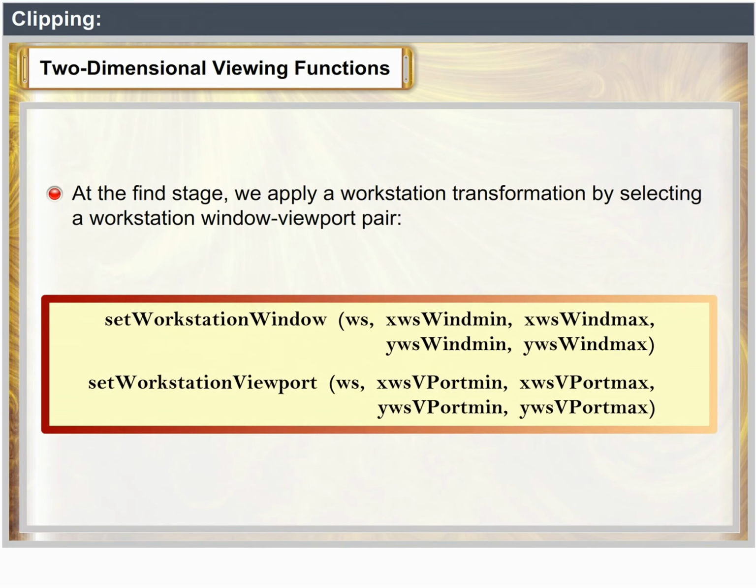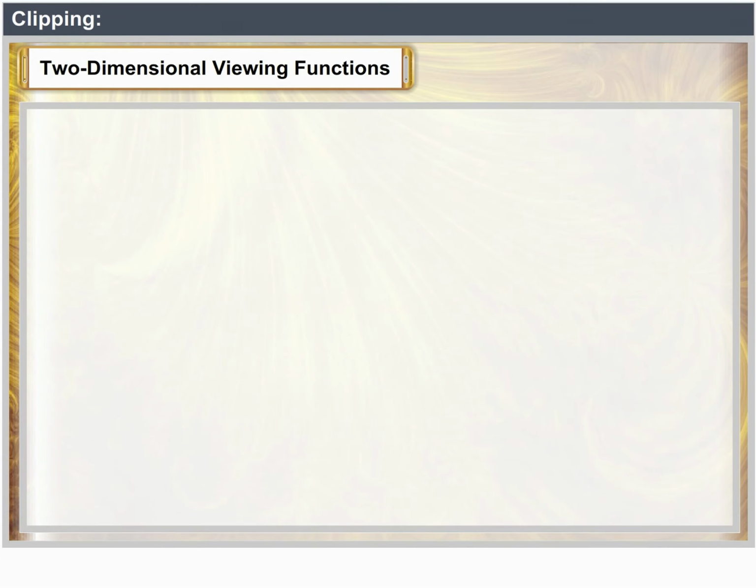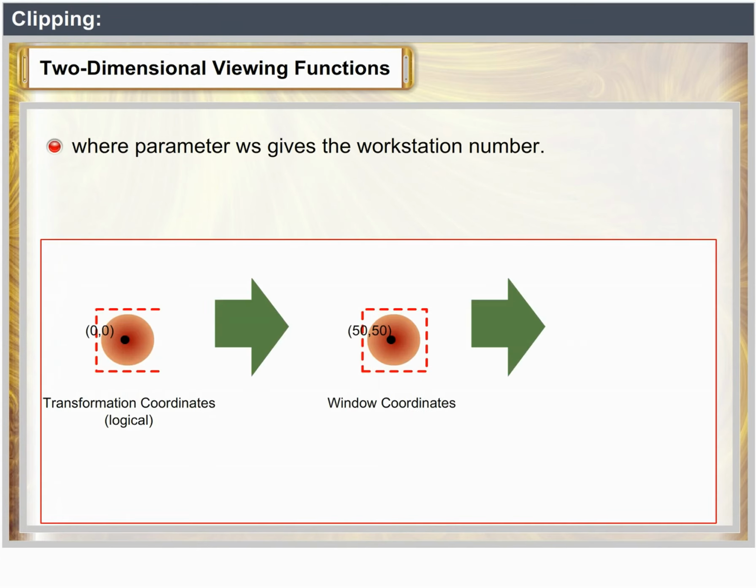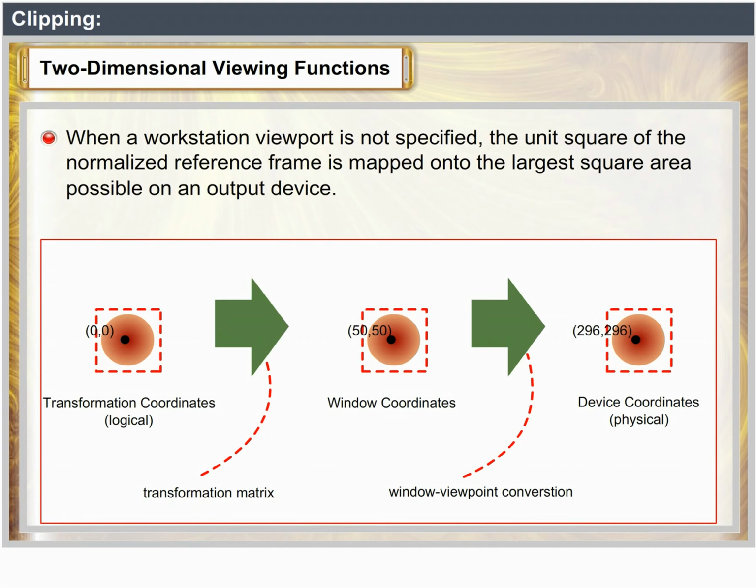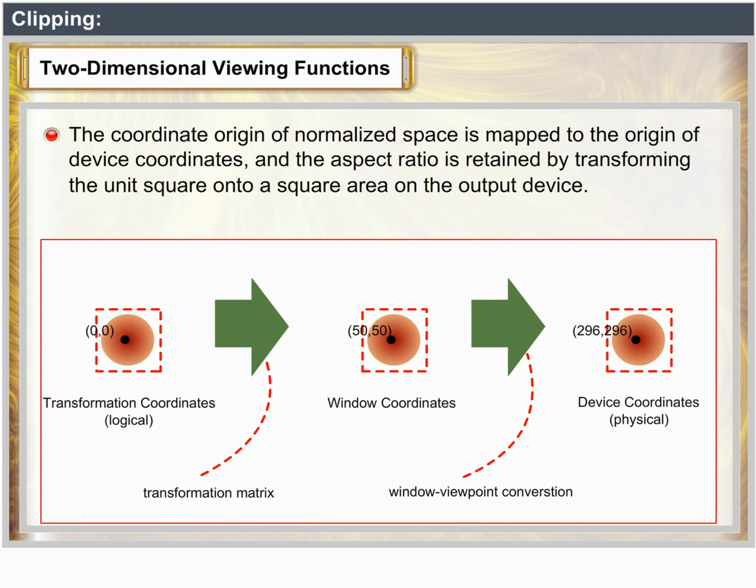At the final stage, we apply a workstation transformation by selecting a workstation window-viewport pair, as shown below, where parameter ws gives the workstation number. Window coordinate extents are specified in the range from 0 to 1, normalized space, and viewport limits are in integer device coordinates. If a workstation viewport is not specified, the unit square of the normalized reference frame is mapped onto the largest square area possible on an output device. The coordinate origin of normalized space is mapped to the origin of device coordinates, and the aspect ratio is retained by transforming the unit square onto a square area on the output device.